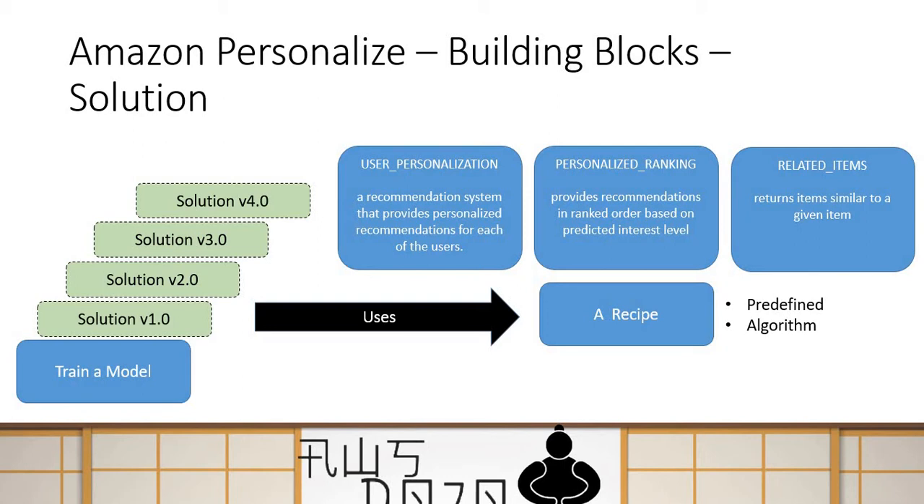So if you want to give some recommendation about a related item, then you can use related items as a recipe. So when you're trying to build your solution or train your model, you have to use training data, and then you have to choose one of the three recipes depending on what the use case is for you. And then you simply go and build your model, which is nothing but a solution version.